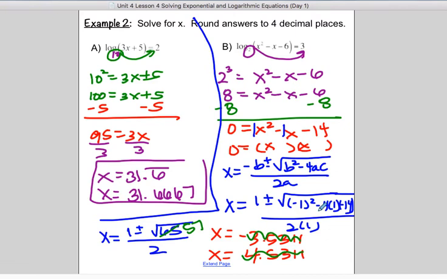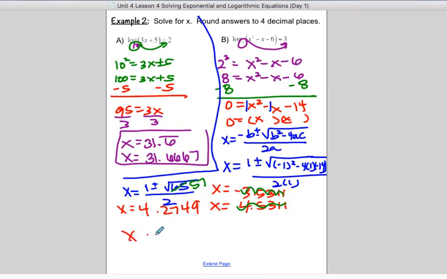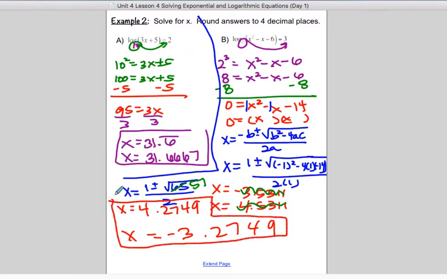And then you divide by 2. So one answer should be positive 4.2749. And then your other answer with 1 minus, we divide that by 2, should be negative 3.2749. So those should be our two answers. We were pretty close. We had 10 and we should have had 8. But when you plug those in, they both will be positive on the inside here.